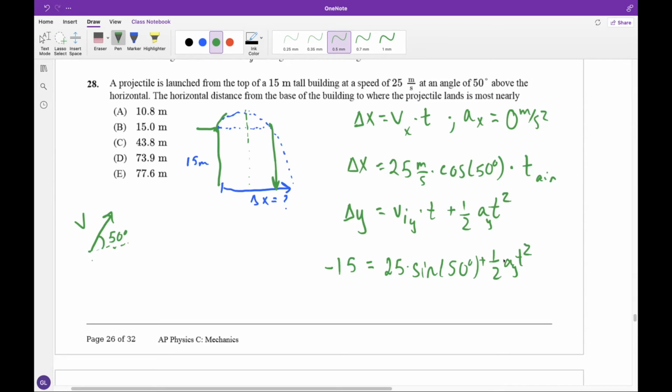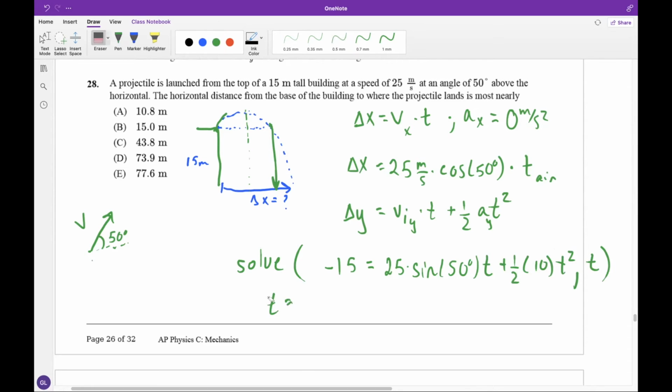And I forgot a t, man, I am being real sloppy. I apologize for that. V initial times t, we don't know the time, plus 1/2 g t squared. And on the AP exam, you can just use 10 for g. There we go. And you could throw this into your calculator, where the syntax would be solve this expression for t, and then it's going to spit out a value for t.